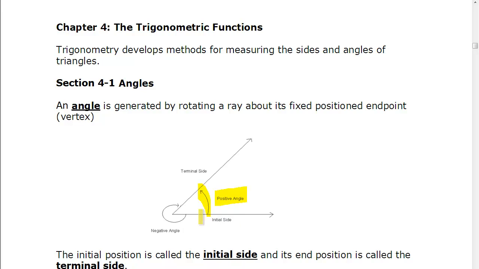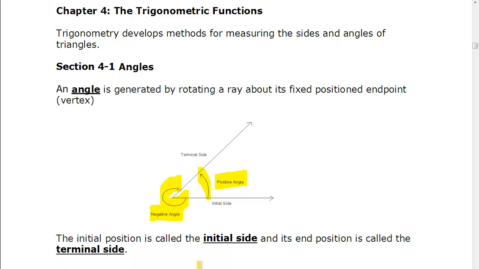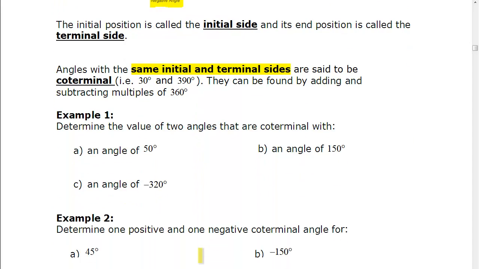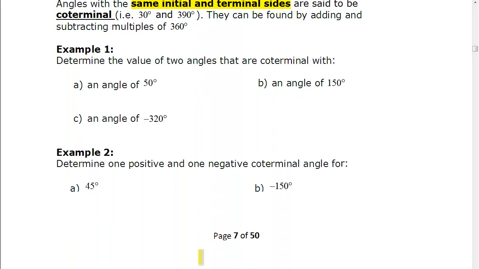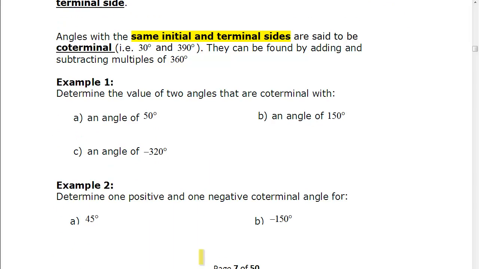From our initial ray or initial side, if we go down or counterclockwise here, we get a negative angle. So we can have negative or positive angles, and it depends on the direction of rotation. The initial side is the starting position or initial position, and the end position is the terminal side. Angles that have the same initial and terminal sides, so start and finish in the same place, are said to be coterminal. So coterminal means they start and end in the same place.